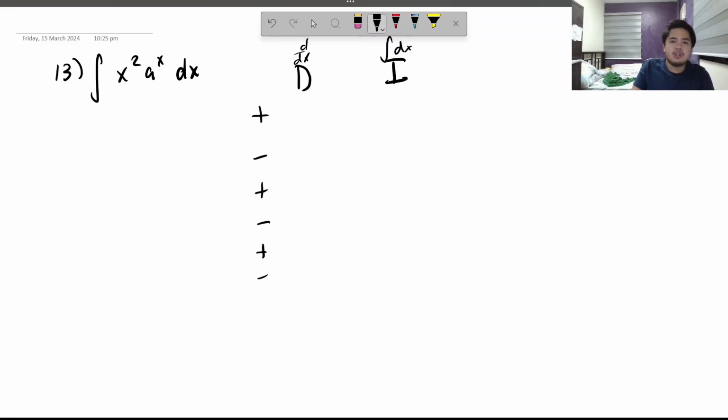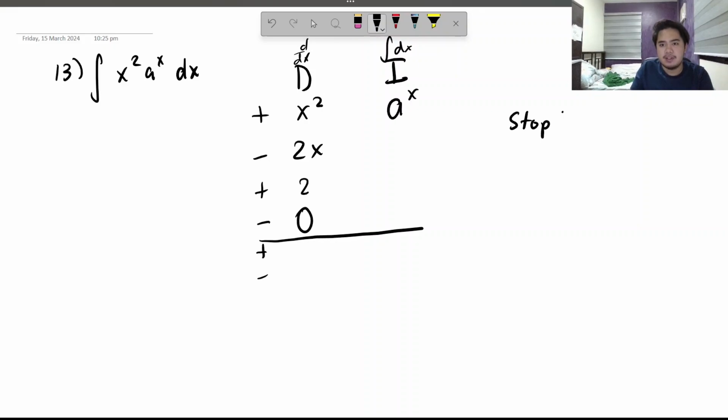Now, what do we put in D? What do we put in I? Honestly, that's up to you. But in this situation, let's put x squared in the D column, and let's put a to the x in the I column. Let's focus on the D column, the derivative column. The derivative of x squared is 2x. The derivative of 2x is 2. And the derivative of 2 is 0. And that's where we stop.